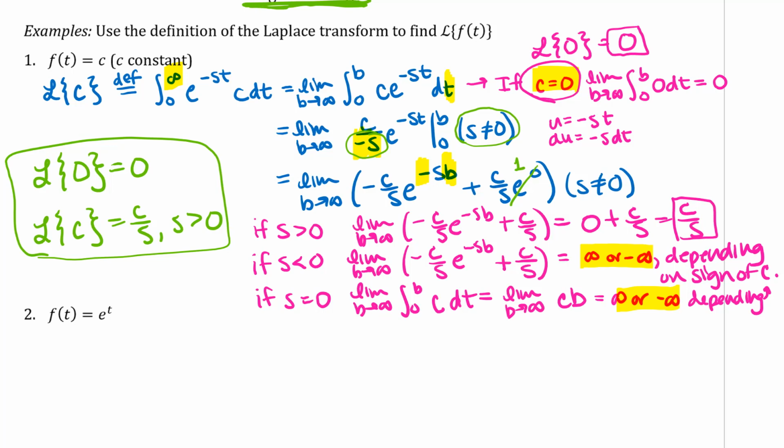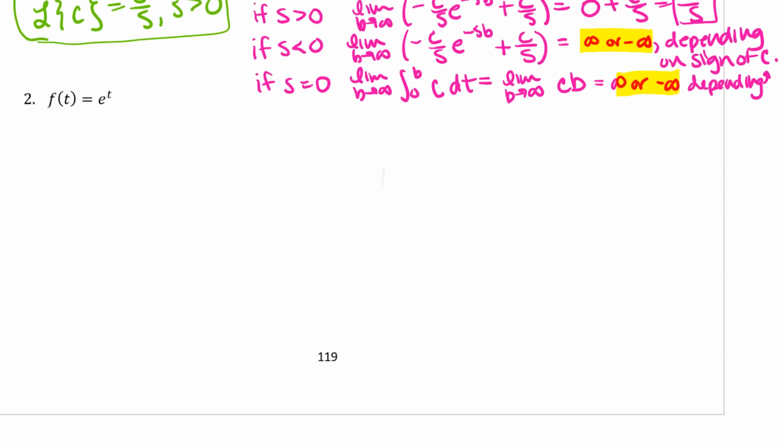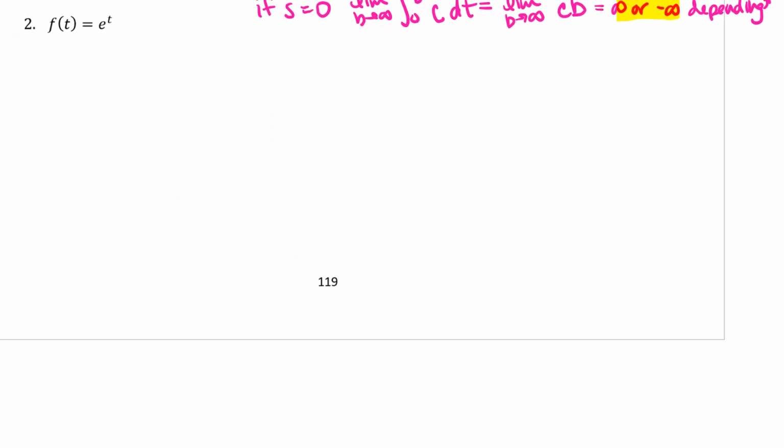If I did not have to use the definition to find the Laplace transform of e to the t, I would look it up on the table. But the point is that those things that are on the table came from doing the definition and then writing it down in the table. All right, so Laplace transform of e to the t.